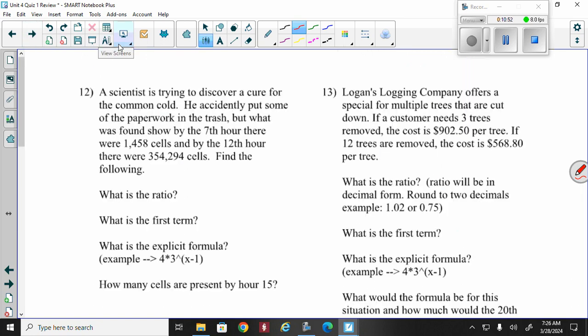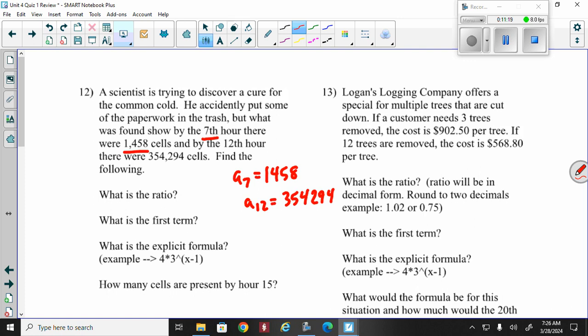Okay, so now we are dealing with stuff that we've dealt with for several weeks now. I'm going to try to breeze through this as quickly as possible so I don't make this into a 30-minute long video. So what we have is the 7th hour is this. A of 7 is equal to 1458. And then we have A of 12, which is equal to 354,294.